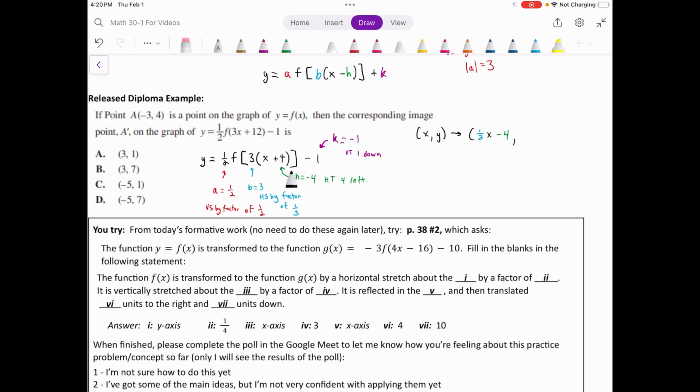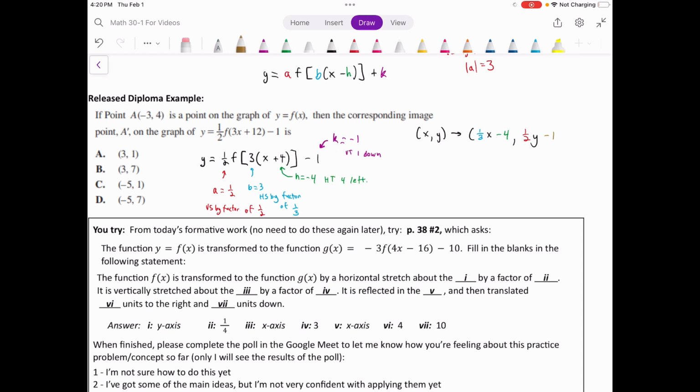Vertical affects y. So a is 1/2. That's a vertical stretch of 1/2. Every y value gets multiplied by 1/2 then. So 1/2 y. And then a vertical translation 1 unit down. So every y value has 1 subtracted from it.